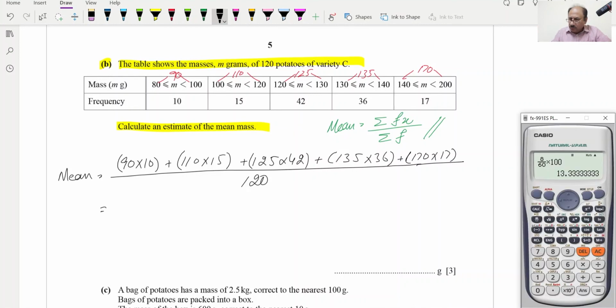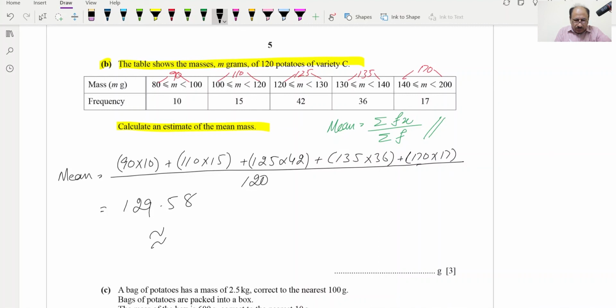And now the calculator task, we have to be careful because lengthier calculations always have more chances of mistakes. So this one plus 110 into 15, plus 125 multiplied by 42, and plus 135 multiplied by 36, and plus 170 multiplied by 17, and this will be divided by 120, and this is equal to 129.58.